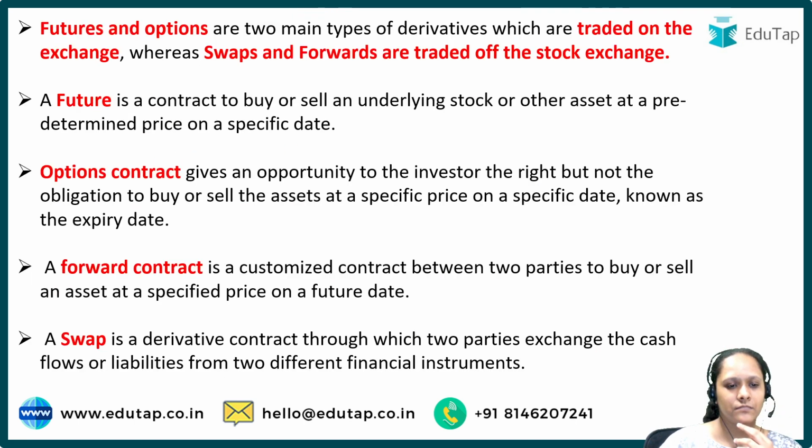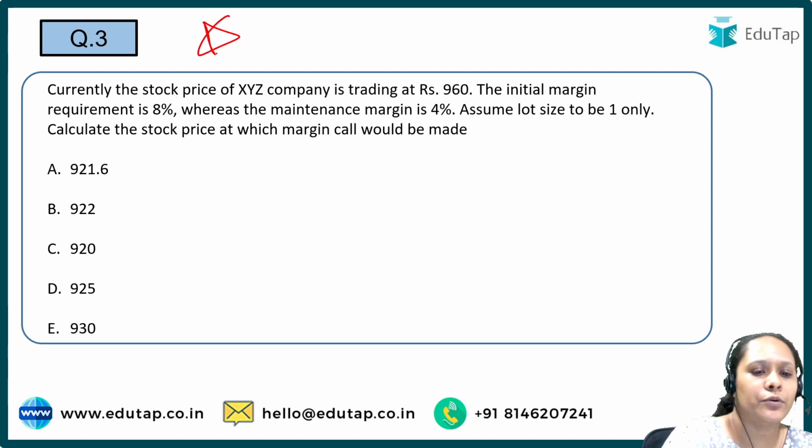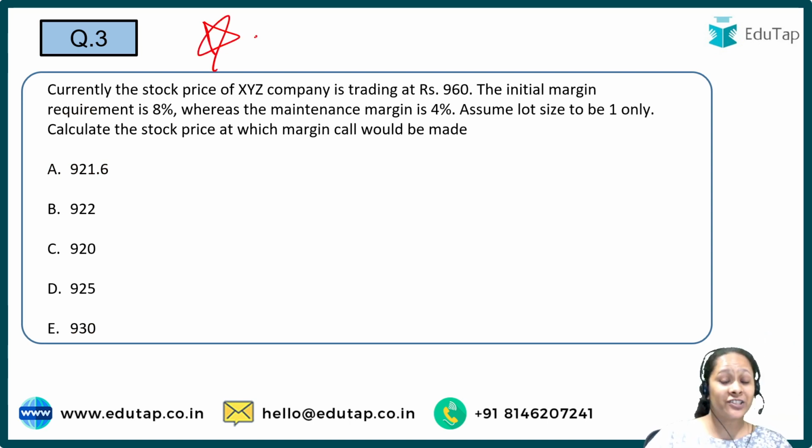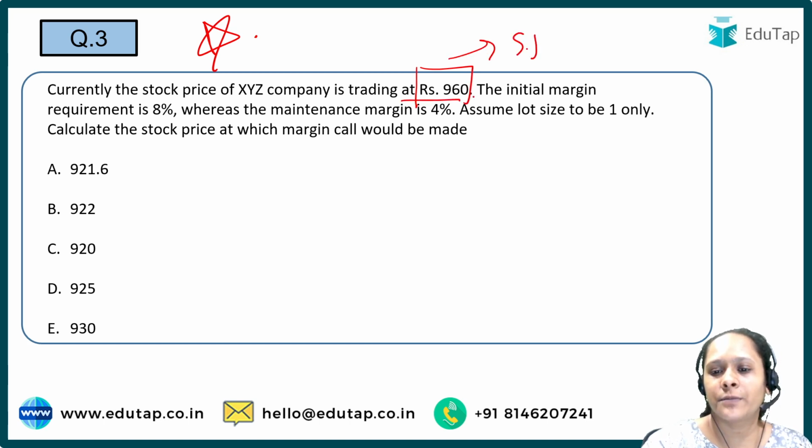ठीक है, now let's move to the third question. Now this is a very important concept. It's a numerical. Do not get afraid. You can easily solve it if you understand how derivatives work. The question says that currently the stock price of XYZ company is trading at 960. The current price of rupees 960, इसको क्या कहते हैं? Spot price भी कहते हैं.